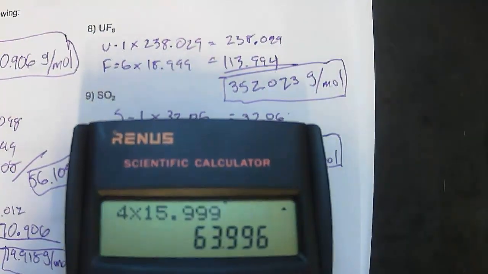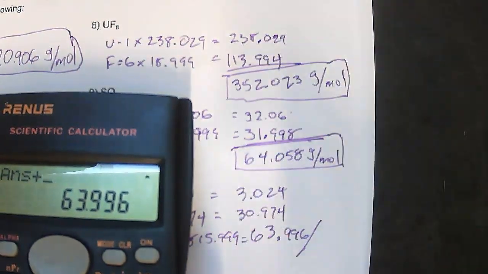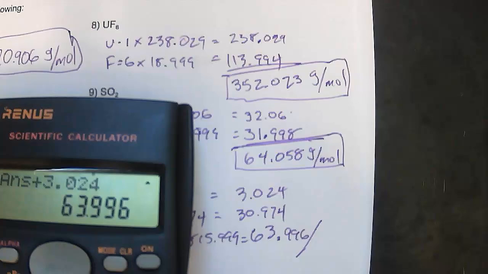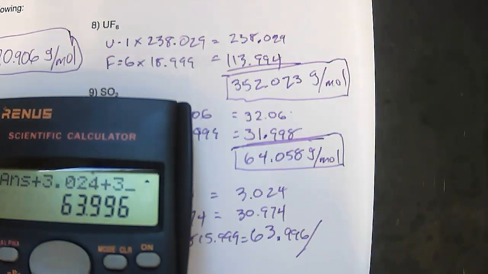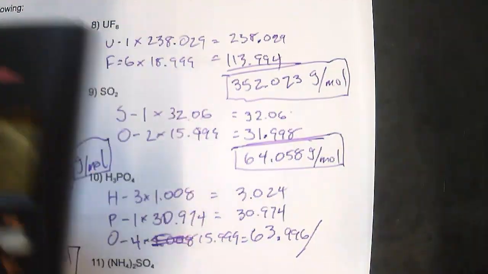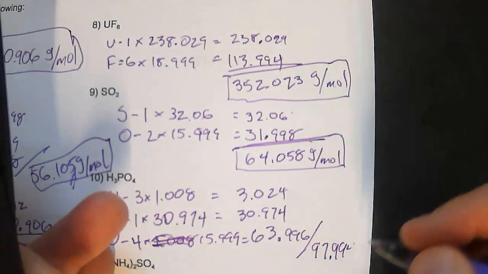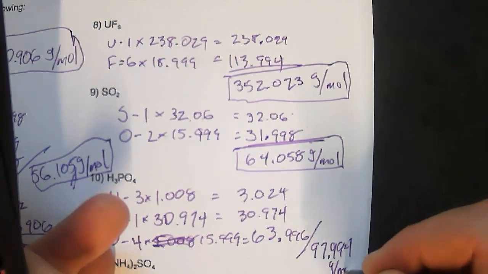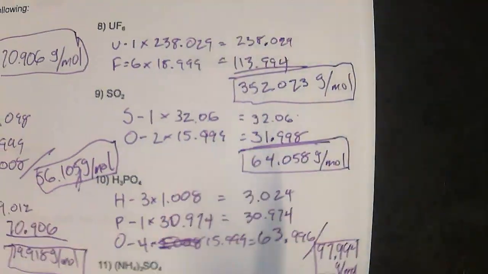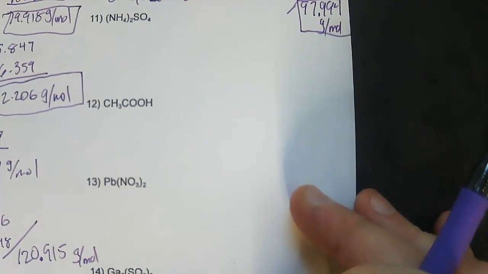We take these and we add them up. And so I'll try this one more time. I'm going to take the answer and I'm going to add, let's see, 3.024 plus 30.974. Okay, and I get 97.994, and that's grams per mole.